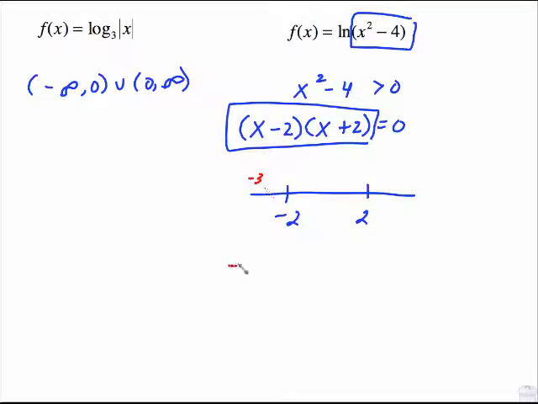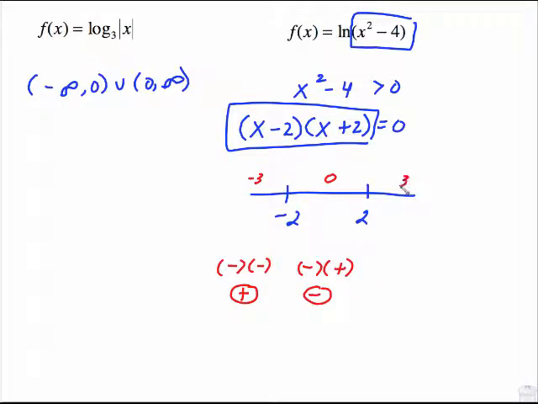-3 minus 2 is a negative. -3 plus 2 is a negative. And a negative times a negative is a positive. In between -2 and 2, I'll pick 0. Put 0 in the first parenthesis gives me a negative. 0 in the second gives me a positive. A negative times a positive is a negative.